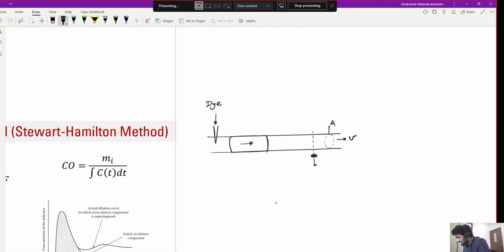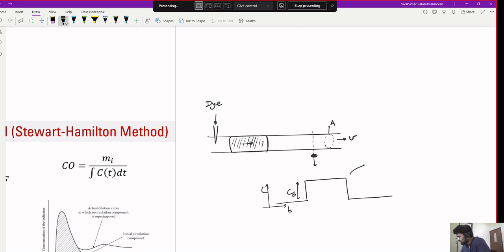What will the detector see now? Initially, there is no dye, so it will see zero concentration. And then, as this mixture of blood and dye passes through the detector, you should see something like this. There is the region of the fluid which is now well mixed with the dye, and as it passes through the detector, this is the concentration profile that we would see. So this is C, this is dye. Let's say it's got some concentration C.